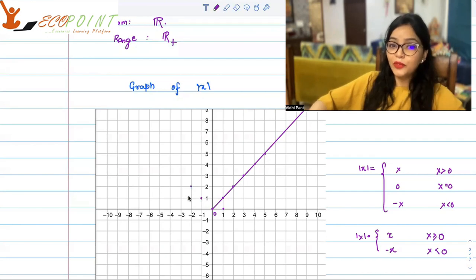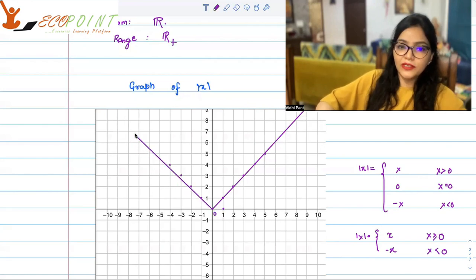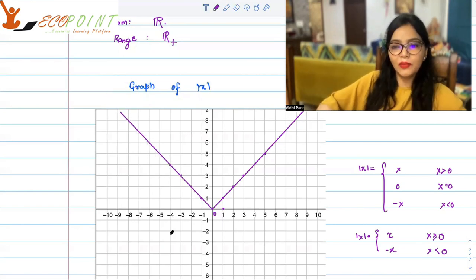-2 input, output 2. -3 input, output 3. -4 input, output 4, and so on and so forth. So for the negative numbers, it's going to be again a 45-degree line, but in the second quadrant. By now we do understand the quadrants as well, right? So always remember, modulus of x is a V-shaped graph. It's a V-shaped graph because you have a sudden change.